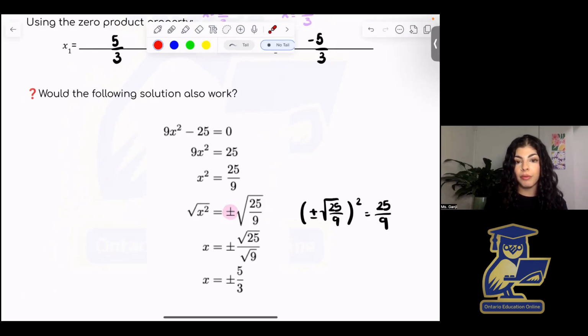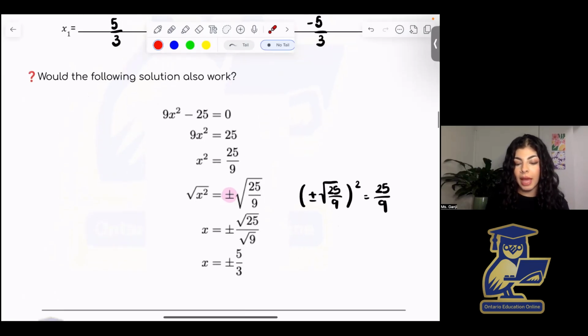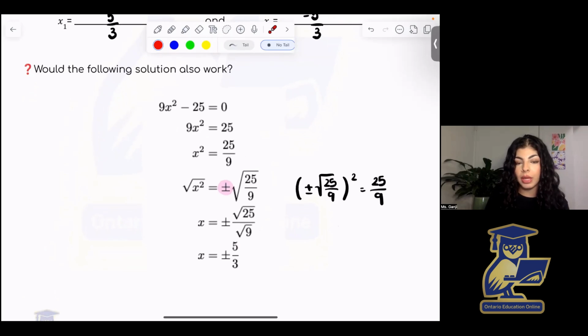If you were more comfortable factoring first, that's totally okay. And if you were able to see the solution and tried it this way, totally okay as well. You get the same answer.